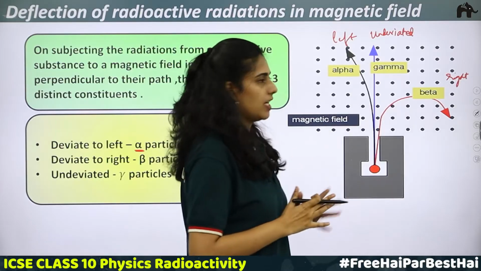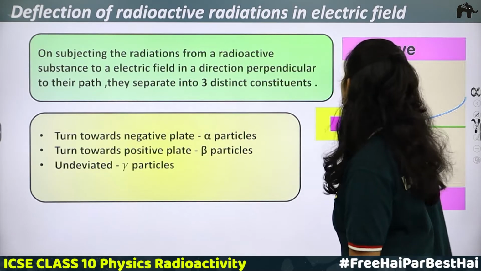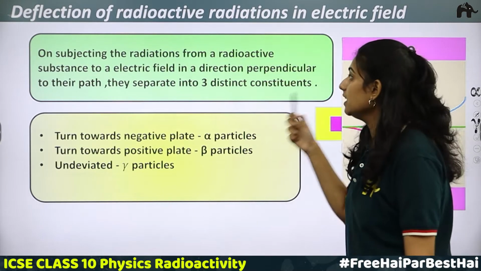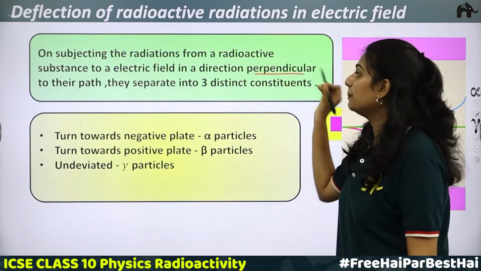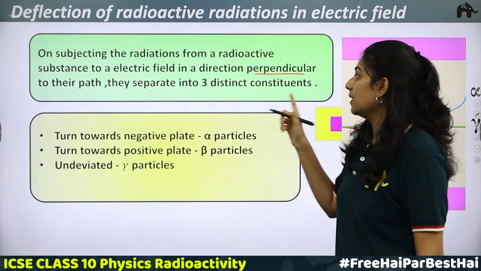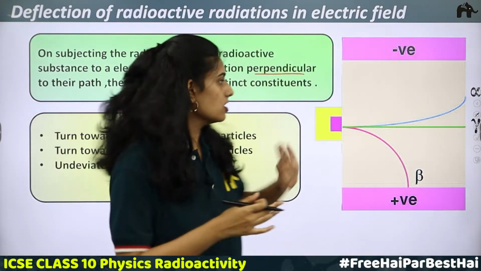Okay, so these are gamma radiations. Deflection of radioactive radiations in electric field. Now on subjecting the radiation from a radioactive substance to an electric field in a direction again perpendicular to their path, they separate into three distinct constituents. The constituents are the same.